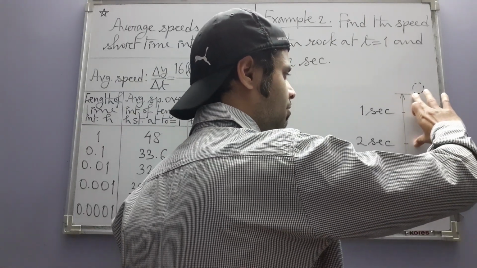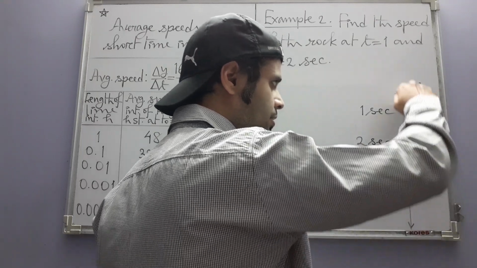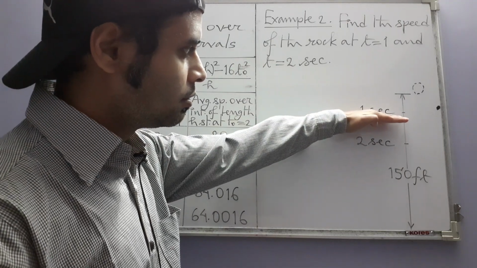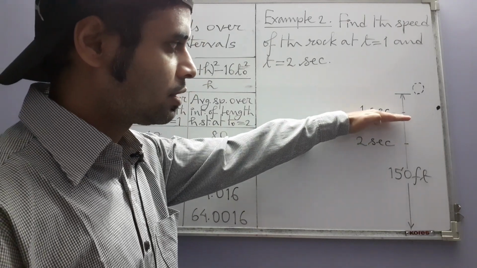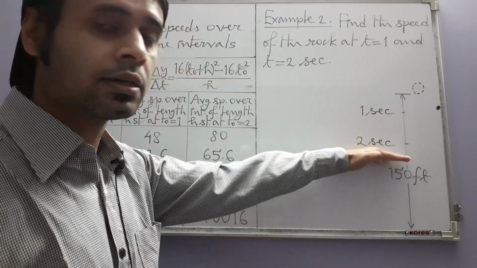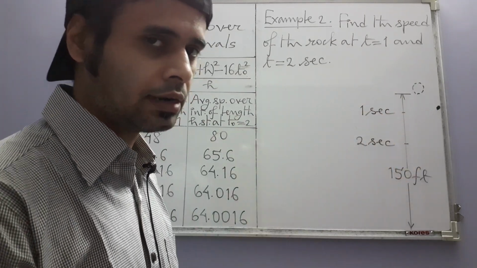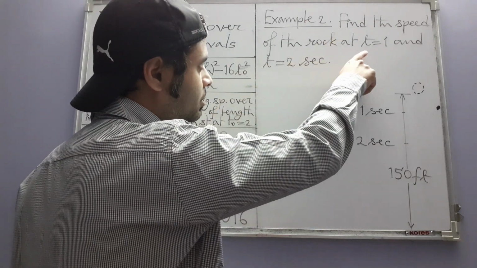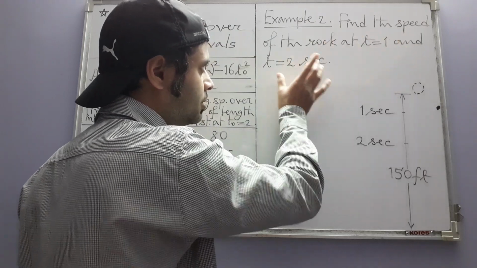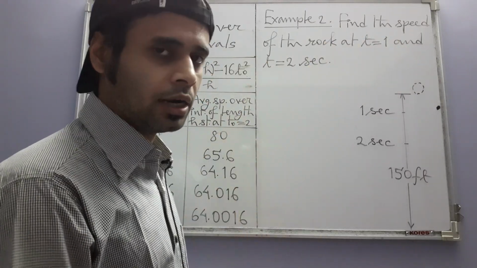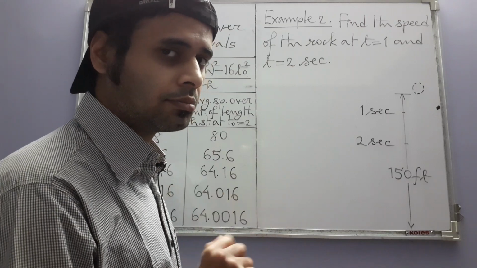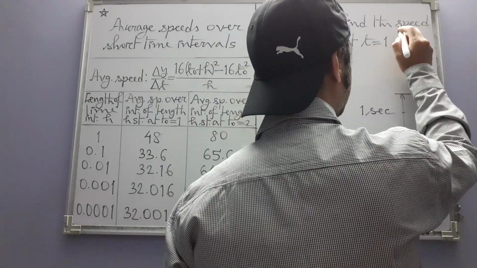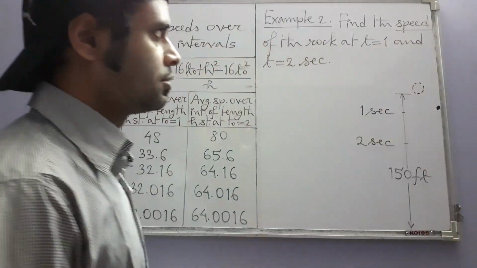namely the average speed of the rock during the first 2 seconds of its fall, that means during this time interval, and also the average speed of the rock in this time interval, which lies between the first second and the second second. These two values we have already calculated. But now we are being asked to find the speed of the rock at t equal to 1 and t equal to 2 seconds, at these two instants of time, not over an interval of time. So clearly this speed is something other than the average speed.